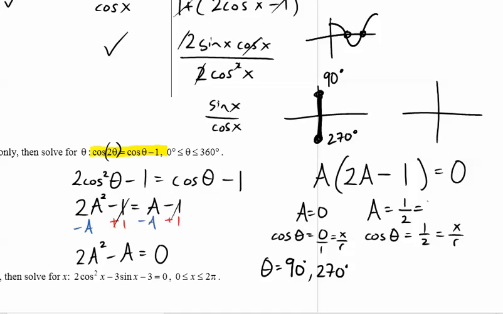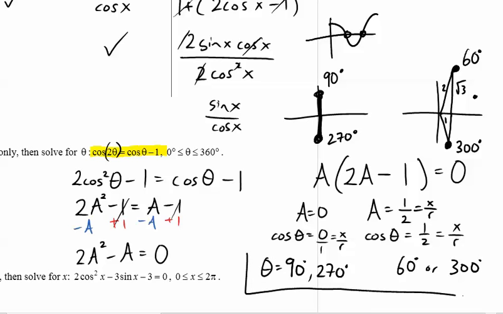Now, x over r. Cosine is positive 1 over 2. So that's my 1, 2, 3 triangle. I want x to be the short side of the triangle. So that's over here, exaggerated. 1, 2, root 3. So that looks like 30 degrees, 60 degrees. Is there another possibility? Quadrant number 4. You can also draw that triangle down here. And how many degrees is that one? 360 less than 360. So there's 60 or 300. So there's my 4 answers for theta.